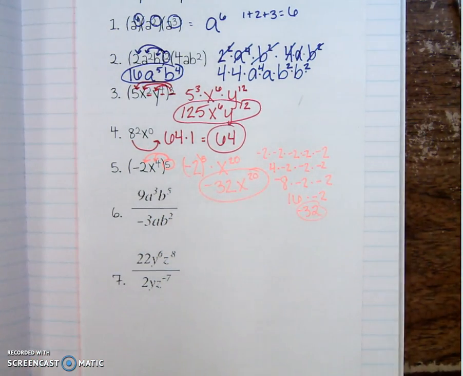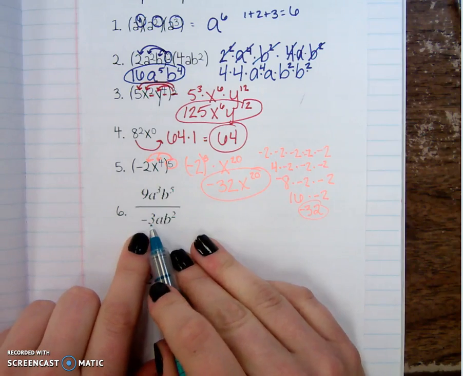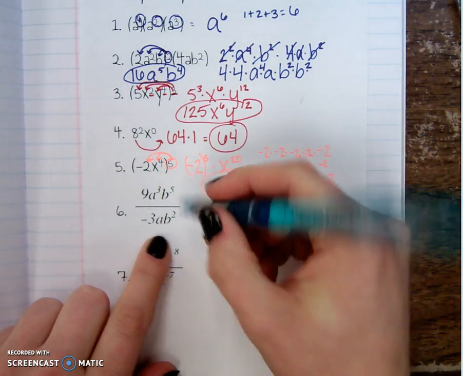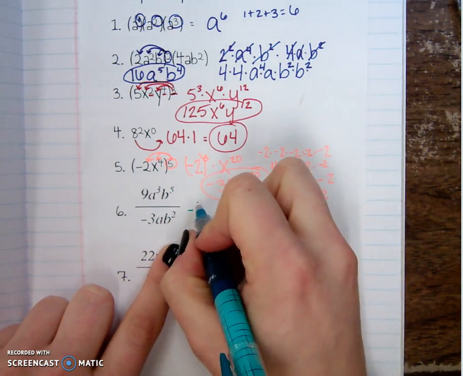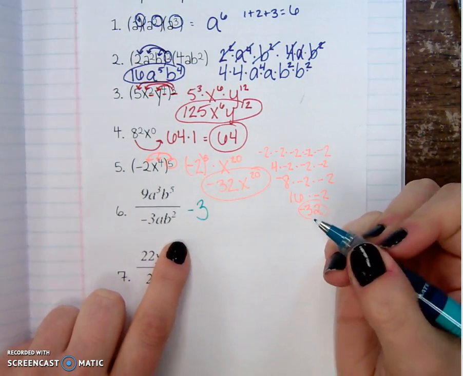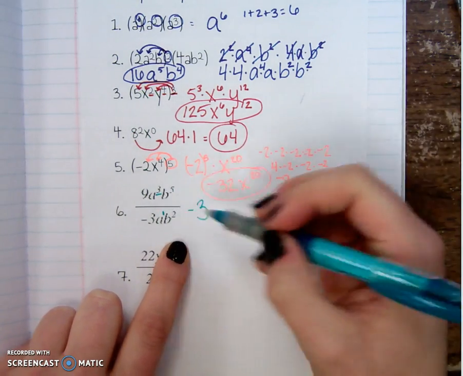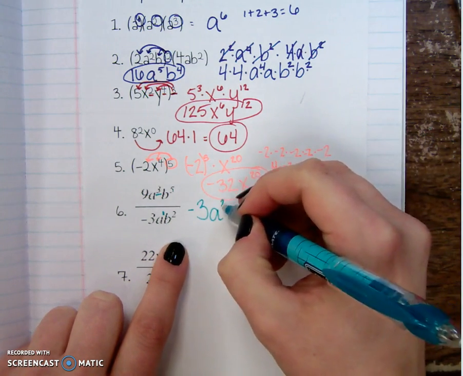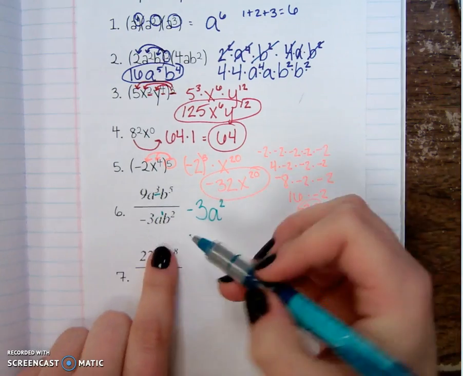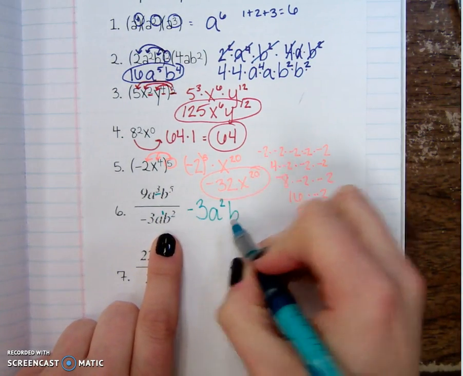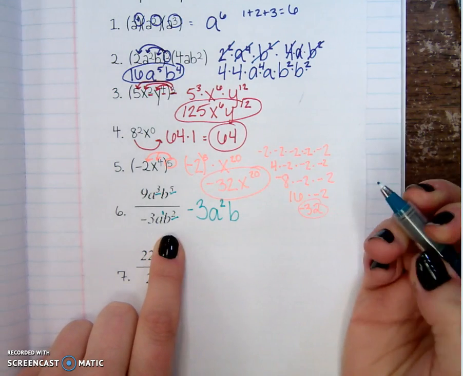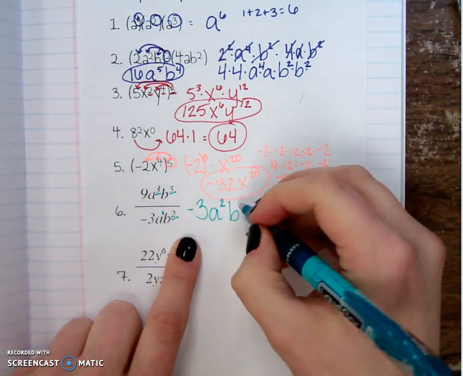Okay? And example 6, I have a division bar, so I'm going to use my division rules. First, I'm going to look at those coefficients. 9 divided by -3 is just -3. I have my a's. I have an exponent of 3 and an exponent of 1. 3 minus 1 is 2, so a to the 2nd power. And then I have b, exponent of 5 over 2. We're subtracting again. 5 minus 2 is 3.